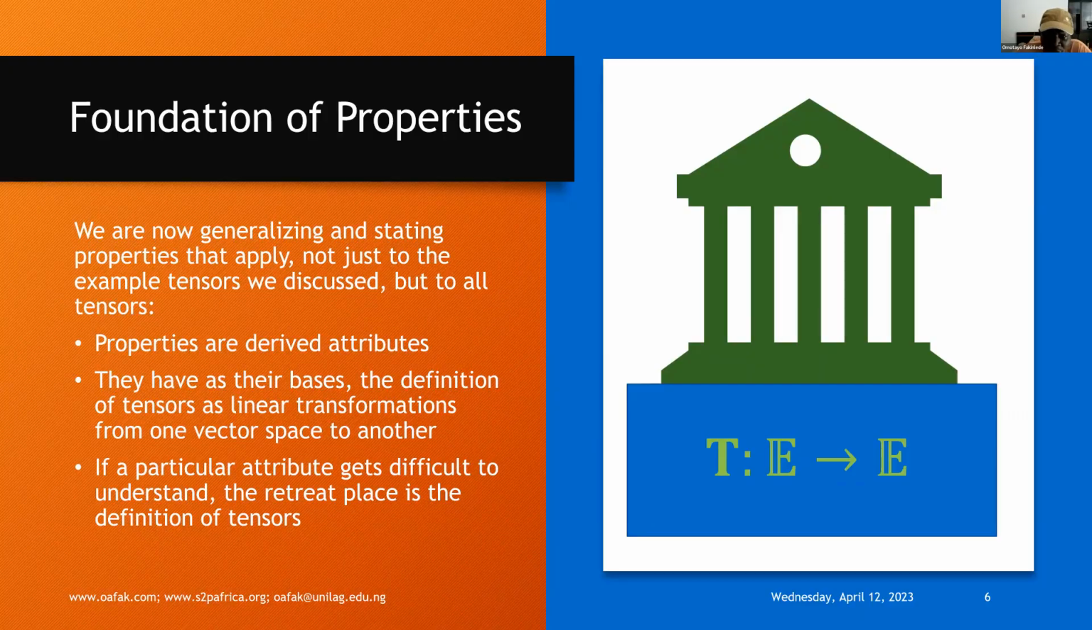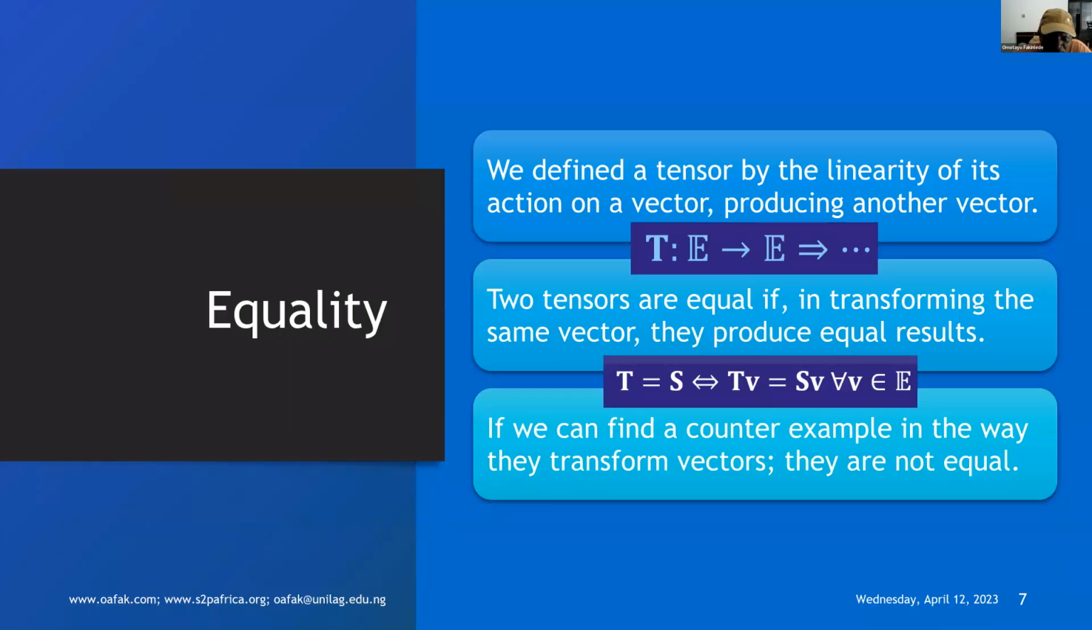So that is the foundation. Then we established issues of what equality means. Again, equality in tensors is if two tensors are equal, then that means that when you give them the same vector, they are going to transform to results that are identical. If you can find anything otherwise, then those tensors are not equal.